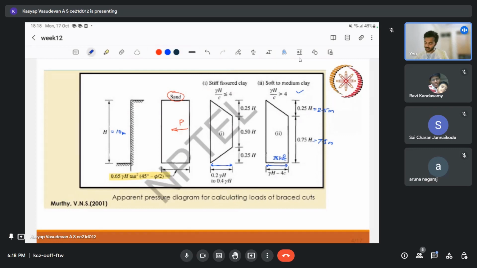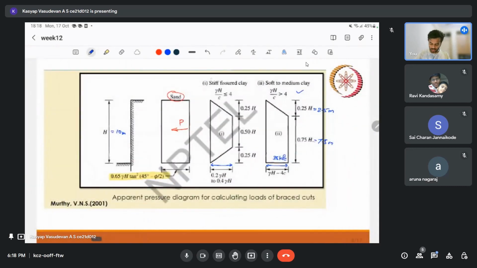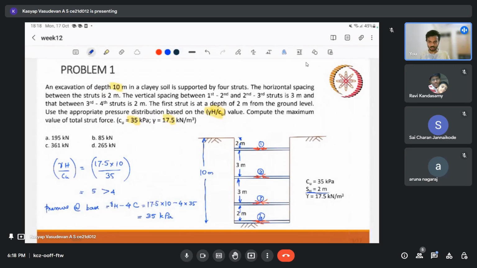You can also try, since our gamma h by c value, this 5, in a real life scenario, in the field, since the 5 is very near to 4, you may also take this particular case, and you might end up with a different, maybe a larger force also. So for a safe design, you can also go for this value, that is 0.2 to 0.4 gamma h, but the profile you can keep the same. That is what sir has done in the video. But for the sake of this question, we can take greater than 4, so there is no issue.